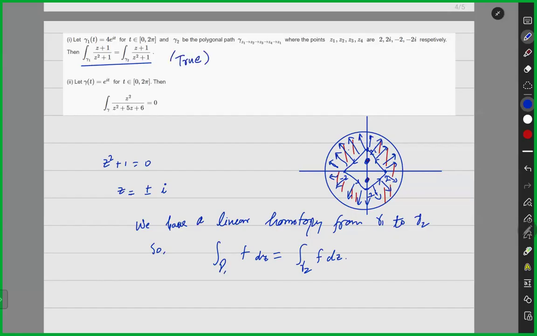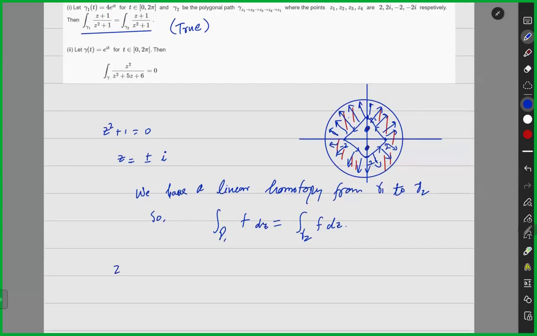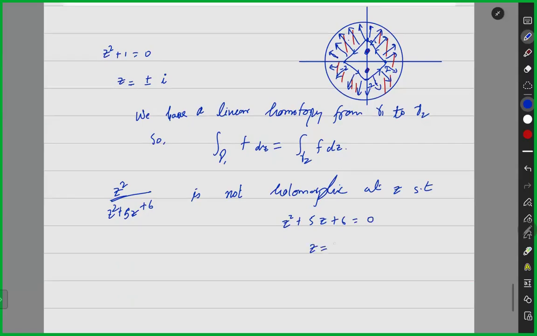Now coming to the second, we have a rational function, and this rational function is not holomorphic where? z square divided by z square plus 5z plus 6 is not holomorphic at z such that z square plus 5z plus 6 is equal to 0, which means z is equal to, sorry, minus 3, minus 2.